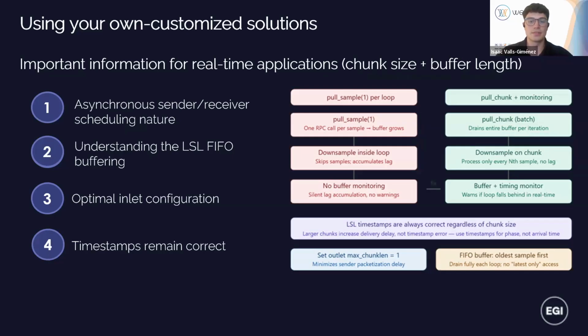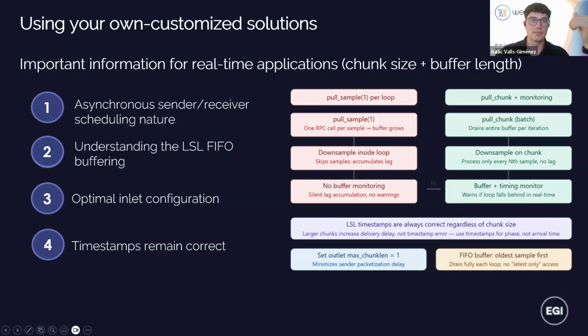It's important that you drain the buffer efficiently, to avoid it growing over time and introducing lag. Here we also recommend using the pull chunk command to call in your data, rather than pull sample, which is a per-sample loop. Pull chunk pulls all the available samples that are currently in the buffer at once. And then you can set this to the minimum size, so it comes as small as possible.